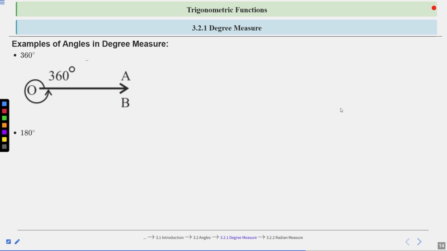Now 180 degree. So this is your 180 degree. Initial side OA, terminal side OB. Clear? And the movement of your rotation is also anti-clockwise. So this 180 is also your what? Positive angle, 180 degree.